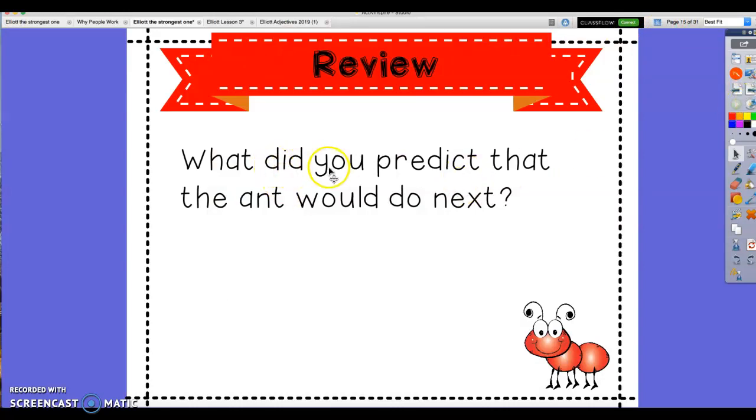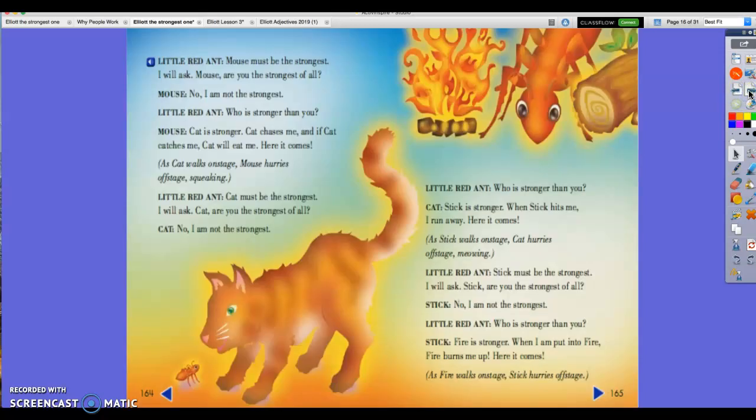So, what did you predict that the ant would do next? This was our quick write from yesterday. So this question is asking, what did you predict the ant would do next? So maybe read over what you wrote yesterday, and we'll see if your prediction is correct. So this is what Little Red Ant did next.